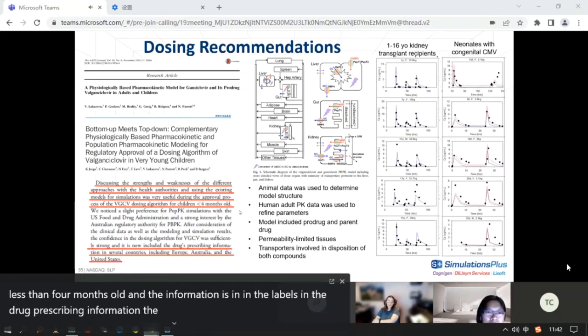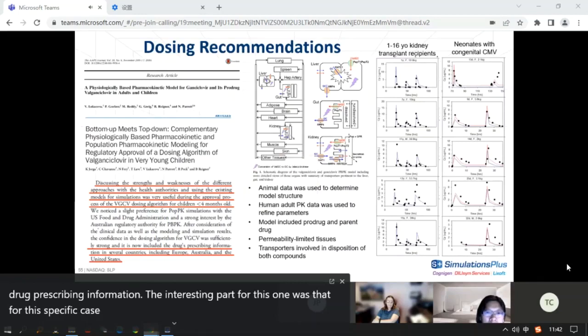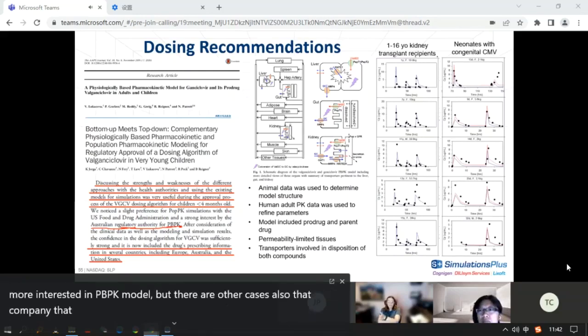The interesting part for this one was that for this specific case, it was actually the Australian agency that was a lot more interested in the PBPK model. But there are other cases also where the PBPK models have been used with both EMA and FDA as well.